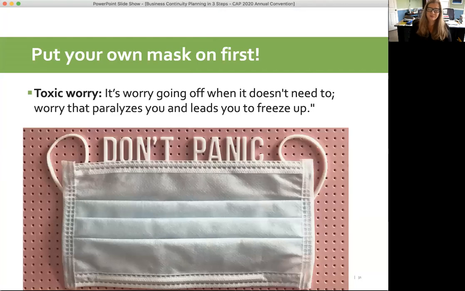Another reminder is from that announcement that we hear when we travel by air: put your own mask on first. It's such an important piece of advice for leaders who are managing during an interruption, a business interruption or a crisis event. One of the things that happens to many people is they experience what's called toxic worry. Toxic worry is worry that paralyzes you and leads you to freeze up, right?